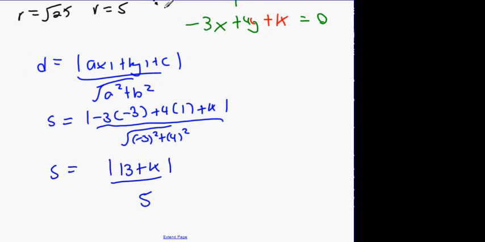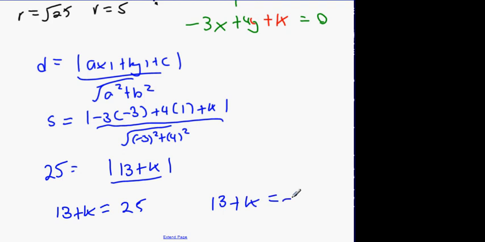Modulus. Bring up the 5, it turns to 25. Let's do the short way. I'm not in the humour for a quadratic. So 13 plus k equals 25, or 13 plus k equals minus 25. K equals minus 38, k equals 12.